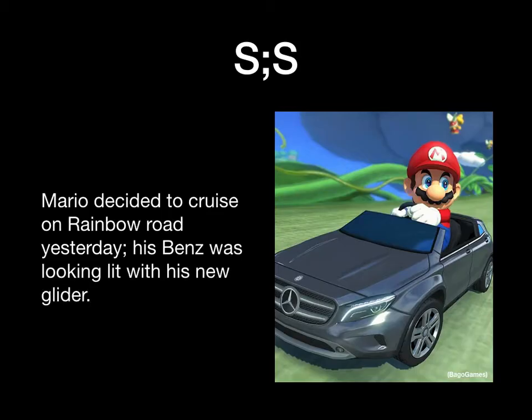Mario decided to cruise on Rainbow Road yesterday; his Benz was looking lit with his new glider. So you've got two sentences about Mario and what he's doing and how he's looking on Rainbow Road. They're related. You may connect them with the semicolon.